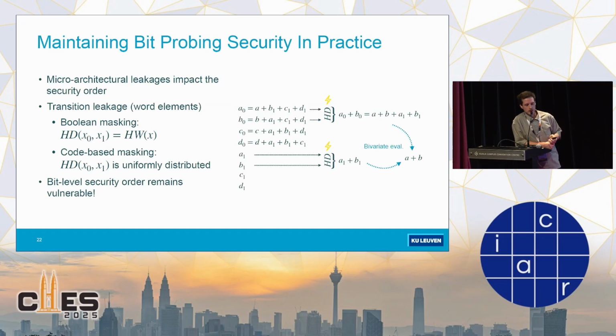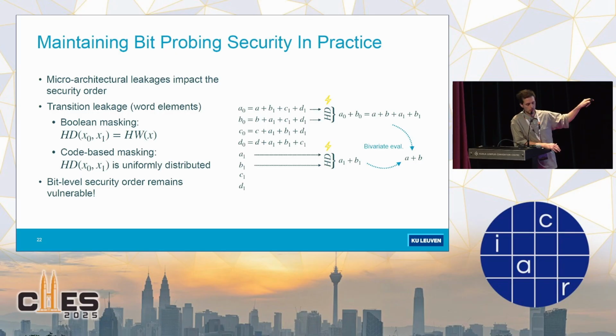So a few remarks on microarchitectural leakage: in software it is often quite a problem. The nice thing with IPM and code-based masking is that it helps you with transition leakage, at least with word elements. If you have this Hamming distance between these 2 shares with Boolean masking, it leaks directly. But with code-based masking with appropriate values, it remains uniformly distributed. So you're safe with that. But if you look at the bit level, you can still have issues.